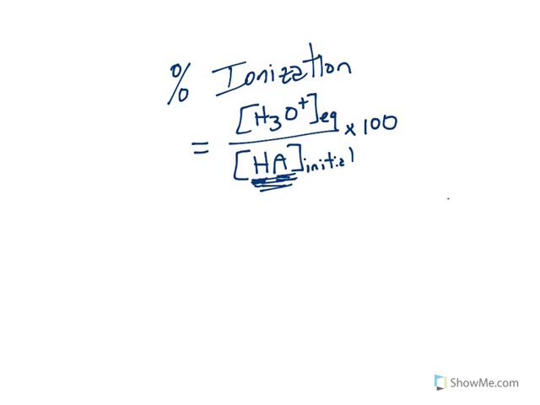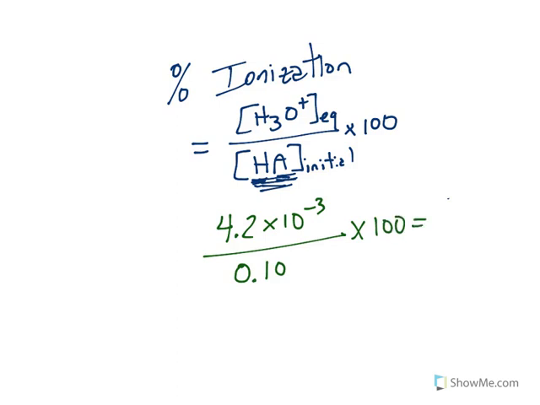So the equation is your equilibrium concentration of hydronium divided by your initial concentration of your acid times 100%. So if we wanted to find the percent ionization of our previous example, we know that the concentration of hydronium was 4.2 times 10 to the negative 3. We would have divided that by the initial concentration, which was 0.10, times 100%, and that would have come out to 4.2%. Okay, so that was actually considered an easy equilibrium problem. It gets a little bit tougher.